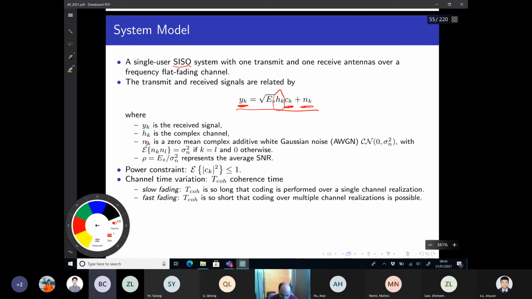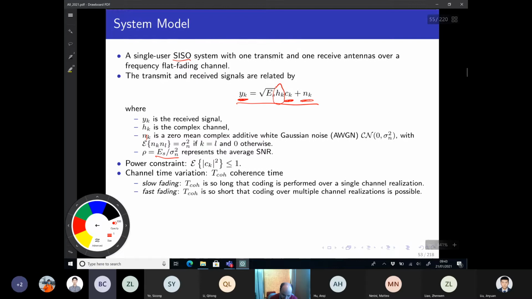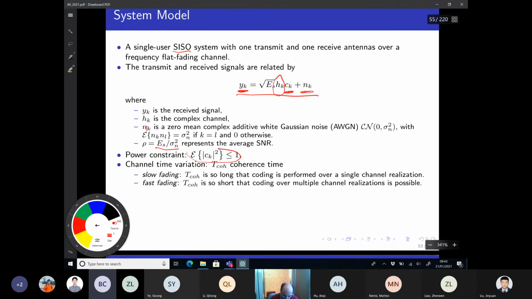I have my AWGN noise, and as usual our average SNR is Es divided by the variance of the noise. And I will assume, as usual, our power constraint. This means that our c_k comes from a unit average energy constellation. We're going to look at 3 different scenarios. The first one is when we have a deterministic channel, so my channel h does not change over time. I can drop the k there, and it's just constant over time.